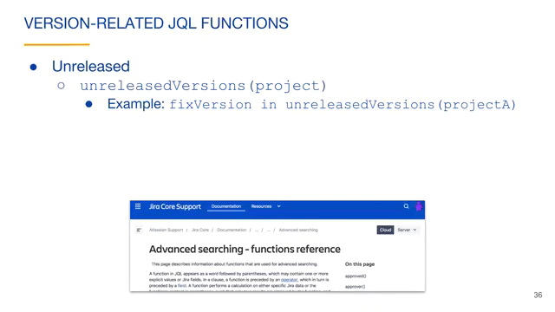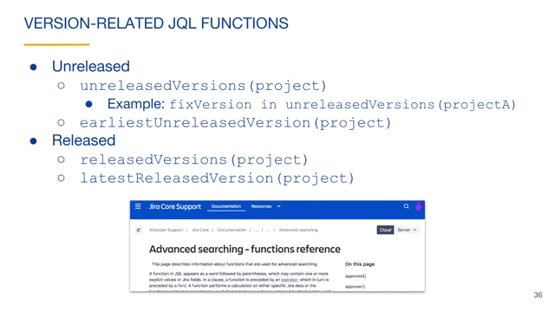We just saw that this function is used in a subfilter for the project board so that issues that are part of an unreleased version still appear on the board. The earliest unreleased version function searches for issues in the oldest unreleased version. This is probably the next version to be released. The 2 functions related to the released versions are basically the opposite of the unreleased functions. The released versions function helps search for all issues that have been released. The latest released version function searches for issues that were in the most recent release.